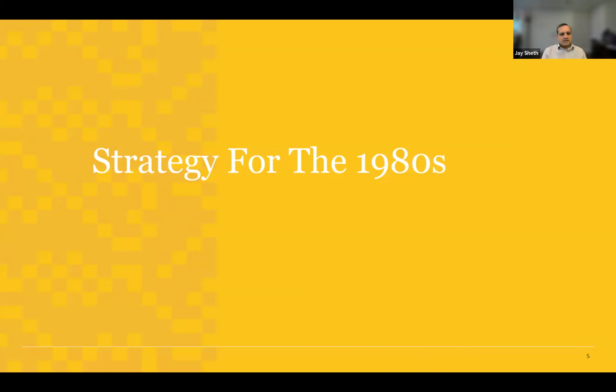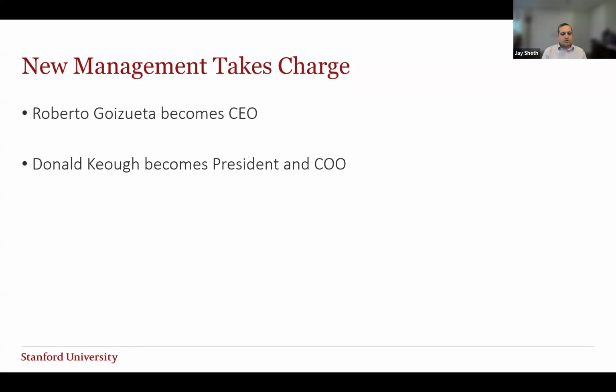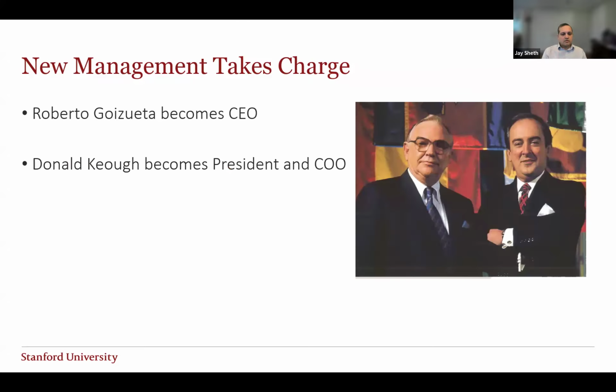The first reading was the 1982 annual report, the section in it specifically called Strategy for the 80s. So what happened in 1982? New management takes over. The new CEO, Roberto Goizueta, becomes the CEO, and Don Keough becomes the president and COO. Here's a picture of the both of them. The gentleman on the right is Roberto, and the gentleman on the left is Don Keough.